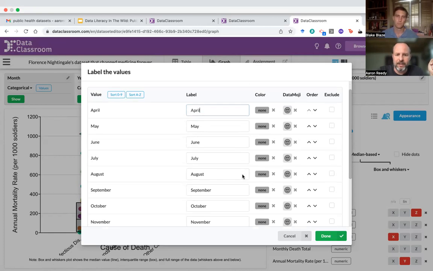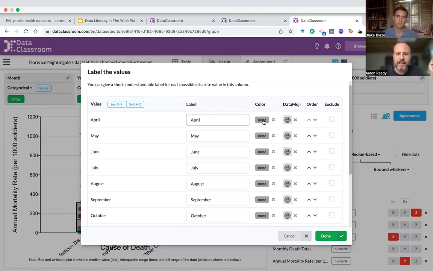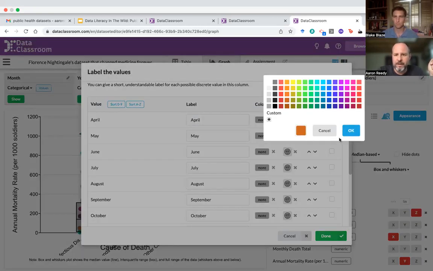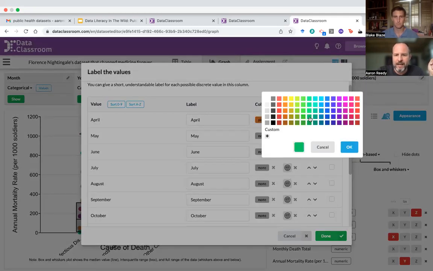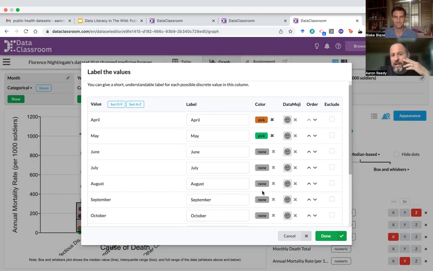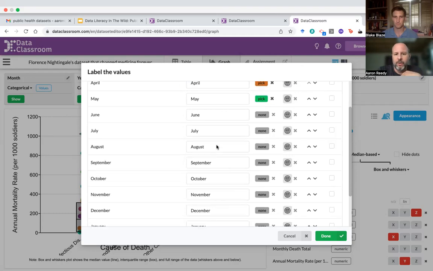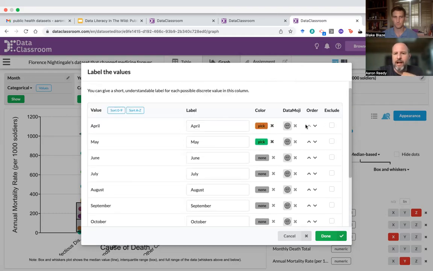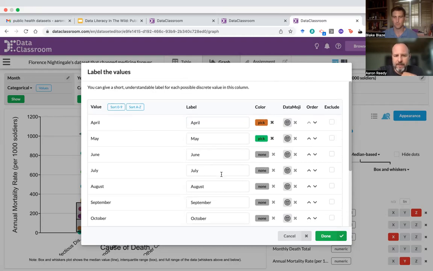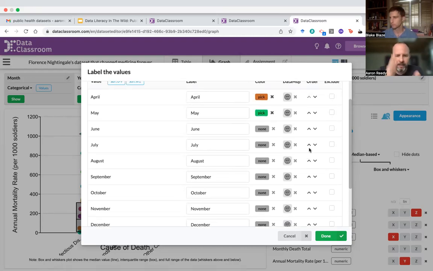But if I want to go in and custom pick my colors, I can do that. I can go in and make April this dark orange, and I can make May a bright green. So I can go down the line and pick custom colors. I can also change the order in which these appear on the plot with these up and down arrows. So if I wanted to put these in a different order, I can move those up if I was doing some graph where that really mattered.